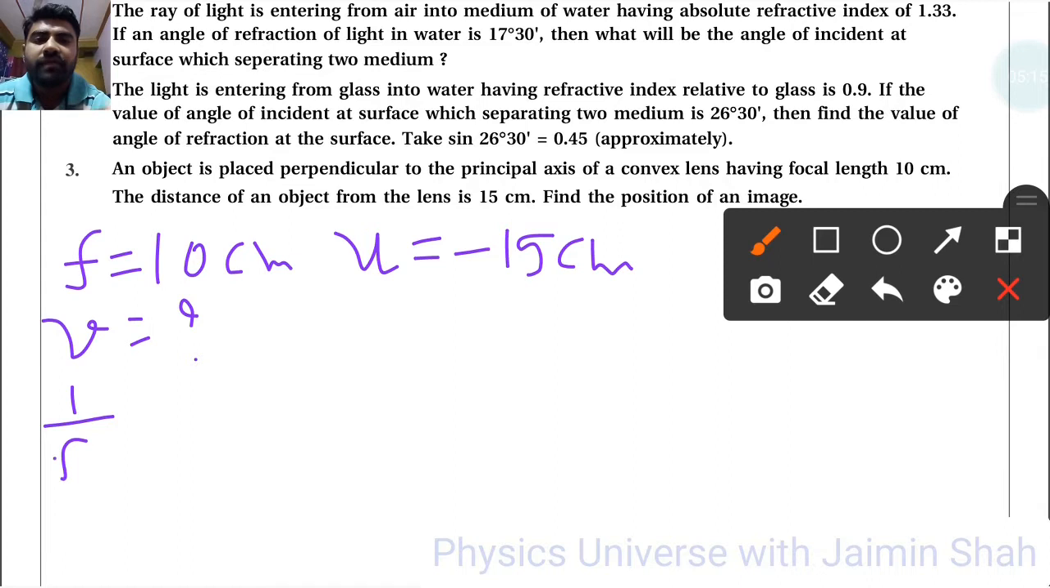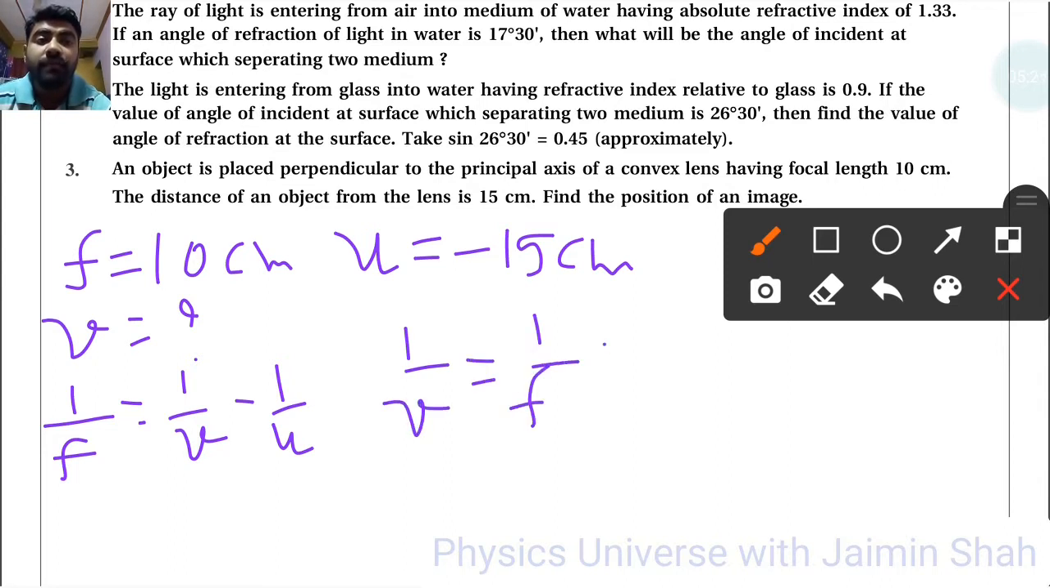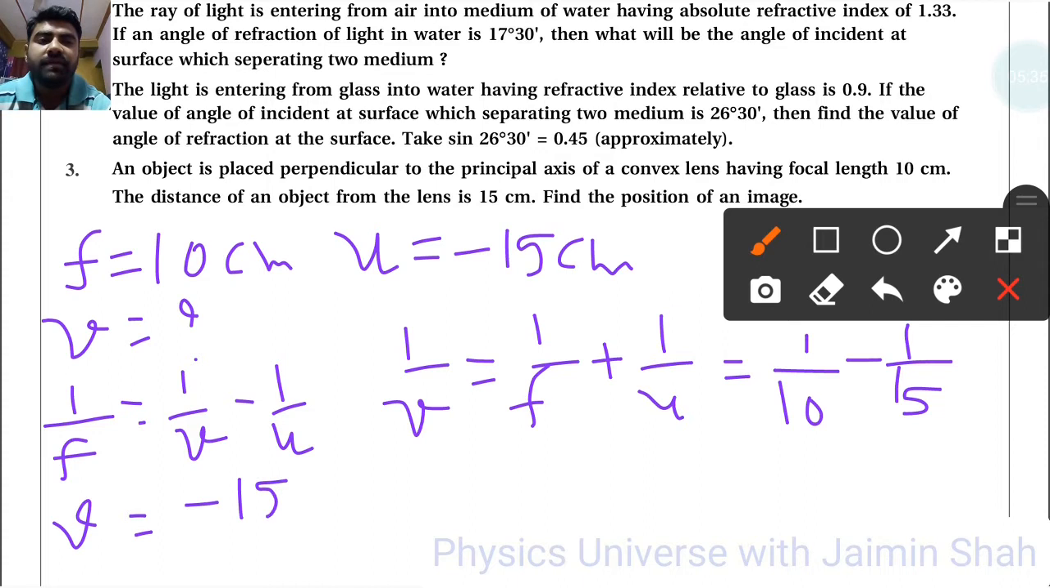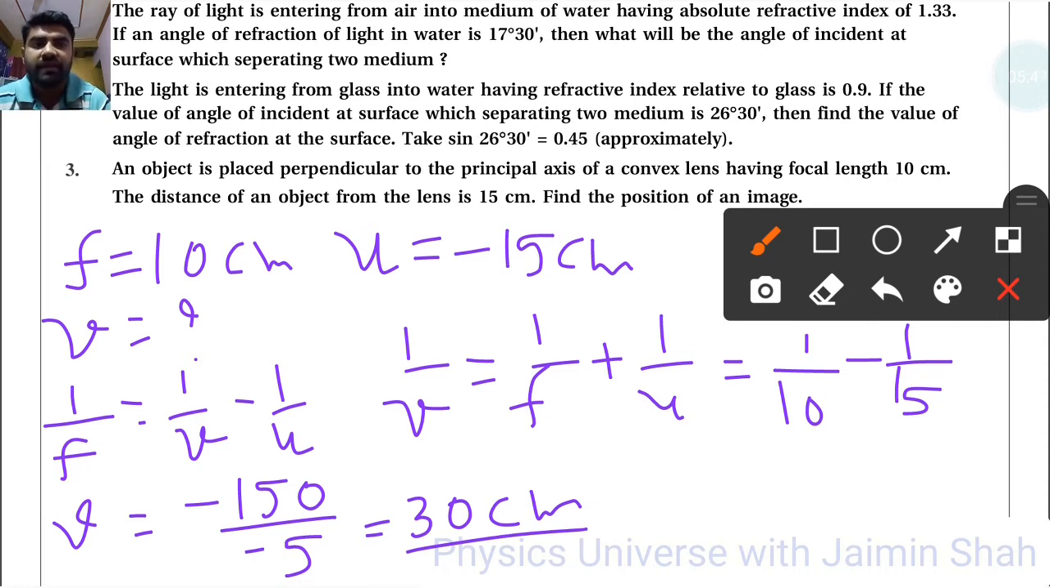So the formula for that: 1 upon f is equal to 1 upon v minus 1 upon u. 1 upon v we have to make the subject. So 1 upon v is 1 upon f plus 1 upon u, which is 1 upon 10 minus 1 upon 15. So now v is equal to minus 150 upon minus 5, minus minus positive, so 30 centimeter is our image distance. So that is the position of the image, and it is plus. That means we are getting our image on the right hand side of the lens, right?